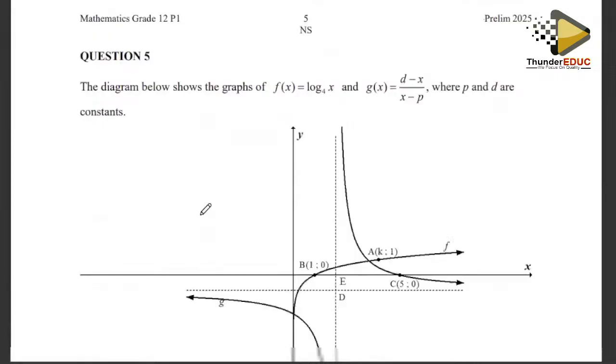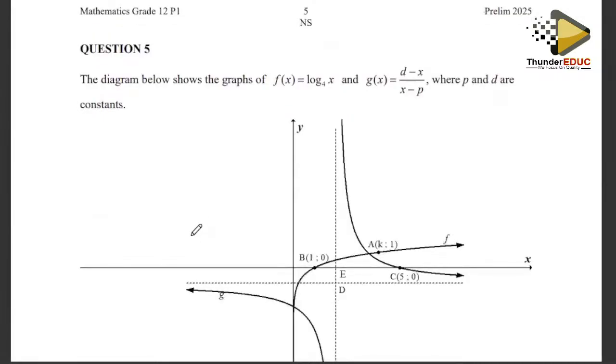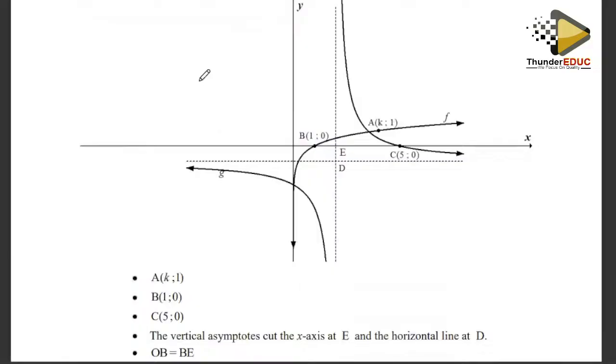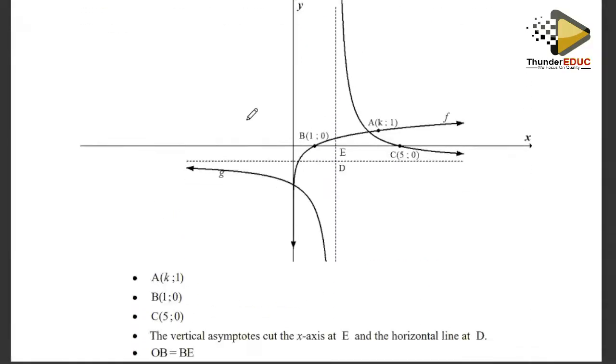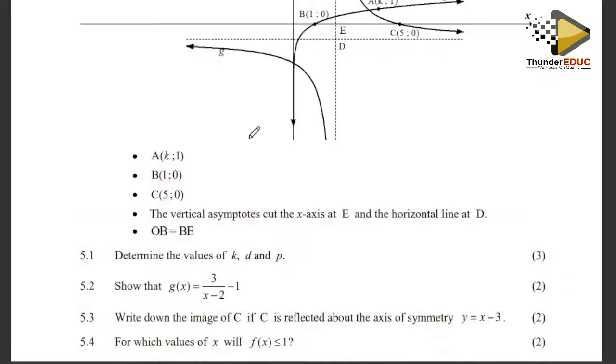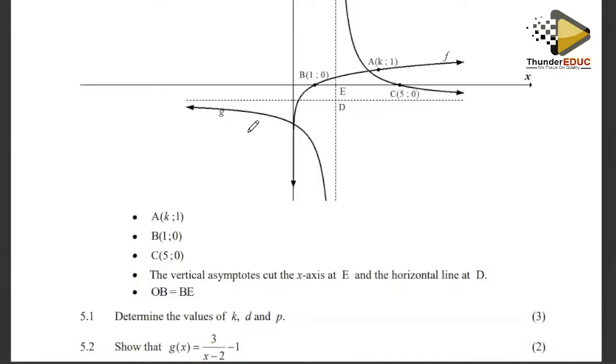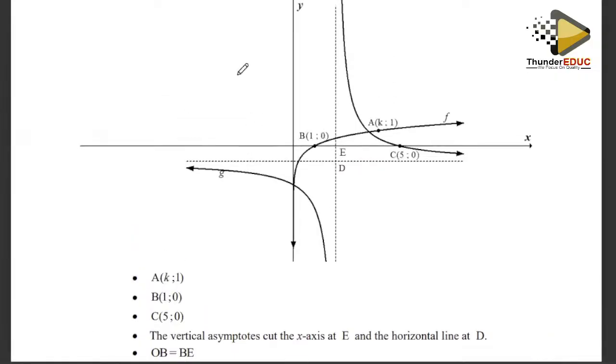So that is question 4. Question number 5, we have a hyperbola in this form, and then we have a log function, which is kind of exponential. They gave us these conditions, A is K1, and all of that. The vertical asymptote OB is the same as BE.